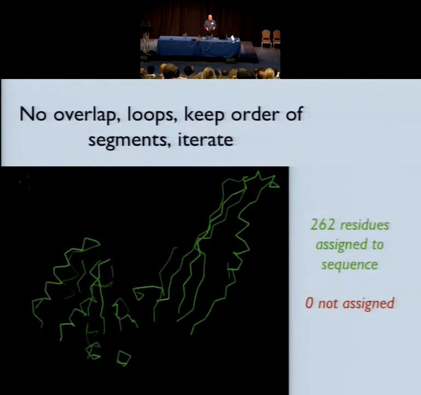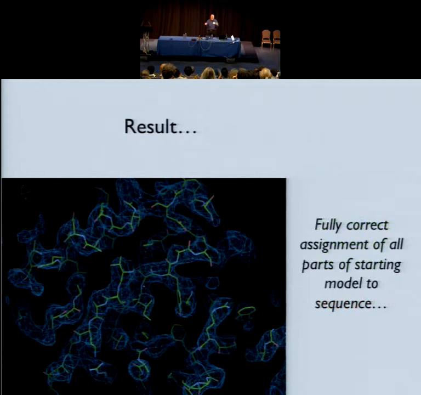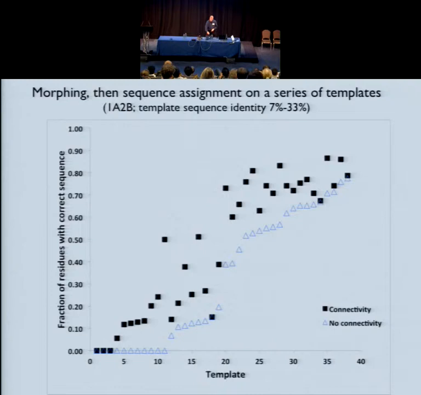So then we can ask, in this particular case, we can get a correct assignment of everything and pretty good rebuilding of this model. That particular case worked great. What about in general? How much improvement do we expect to get by using this connectivity method?